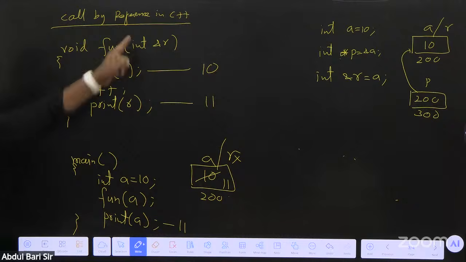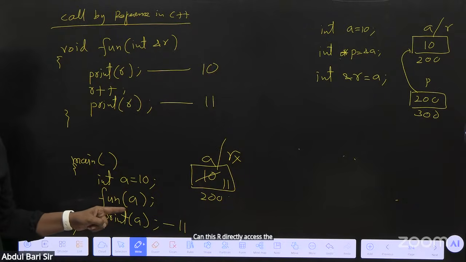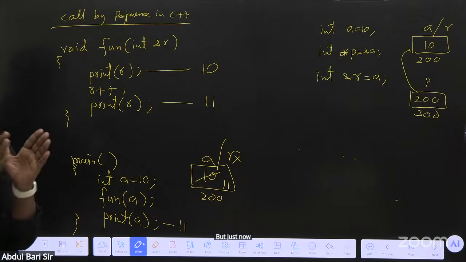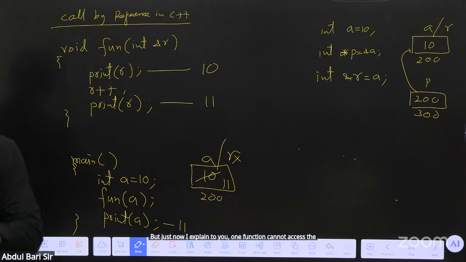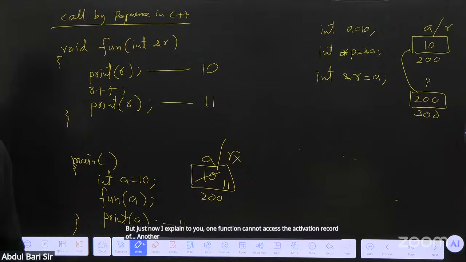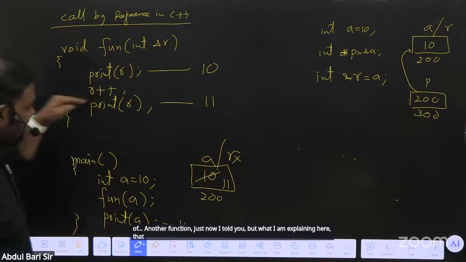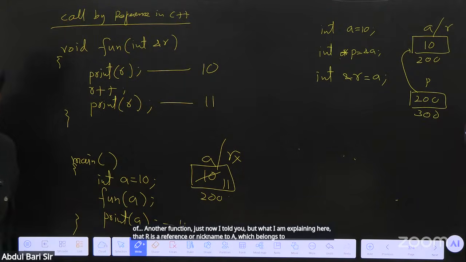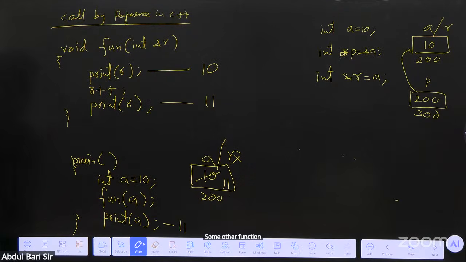Can this R directly access the activation record of main? But just now I explained to you, one function cannot access the activation record of another function. Just now I told you. But what I am explaining here is that R is a reference or nickname to A, which belongs to some other function. It's contradicting the previous statement.